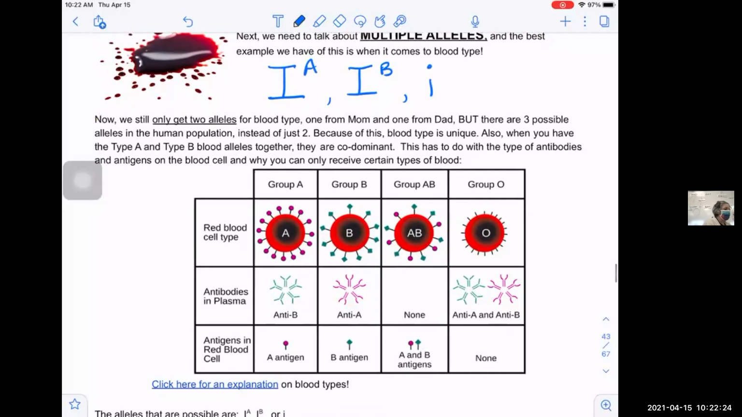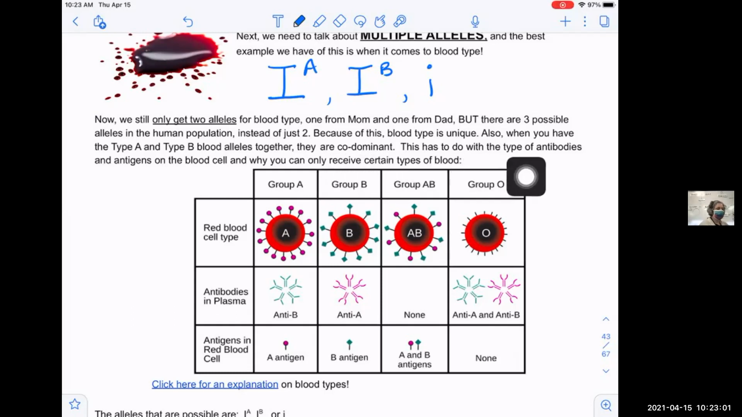Sweet. All right, so I want to remind you that you still only get 2 alleles for blood type. You get one from your mom and one from your dad. That doesn't change. What changes here today is that there are 3 possible alleles out there in the human population instead of just 2. So there's 2 dominant alleles and 1 recessive. And because of this multiple alleles, blood type is unique. When you have type A and type B blood alleles together, they actually end up being co-dominant.